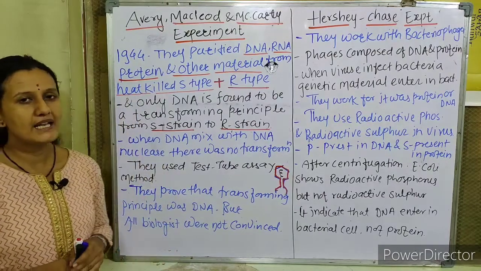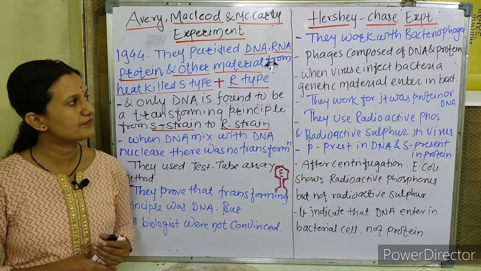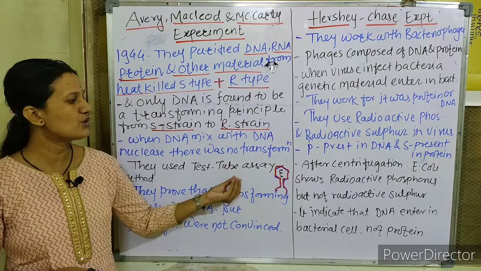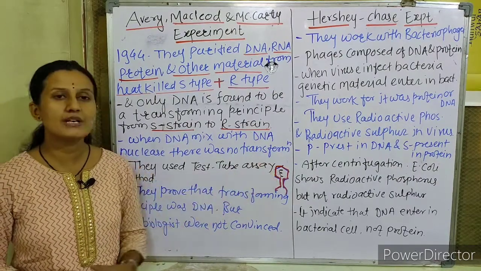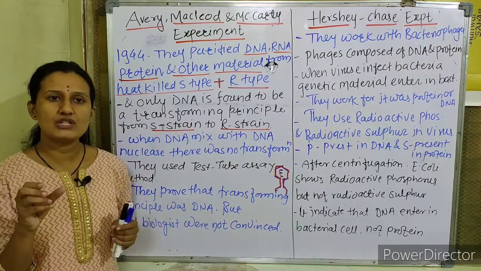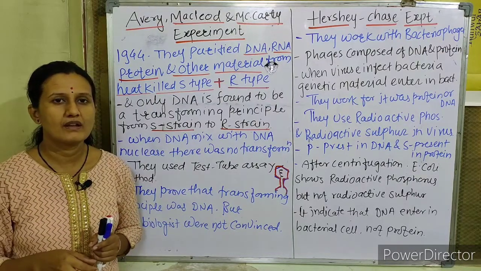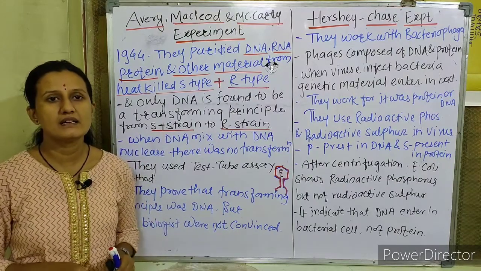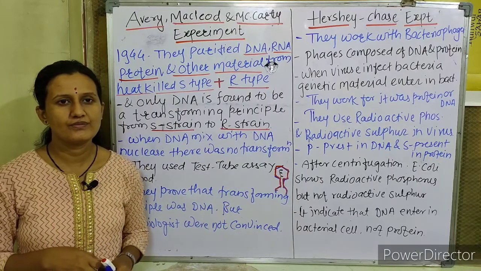And you know that DNA is composed of phosphorus and proteins are composed of sulfur. That means phages or bacteriophages are composed of DNA and protein. The outer covering is made up of protein and the inner genetic material is made up of DNA. When any bacteriophage, any bacterial virus, infects the bacteria, it puts only its genetic material inside that bacterial cell. The outer covering remains outside, which is called the ghost.